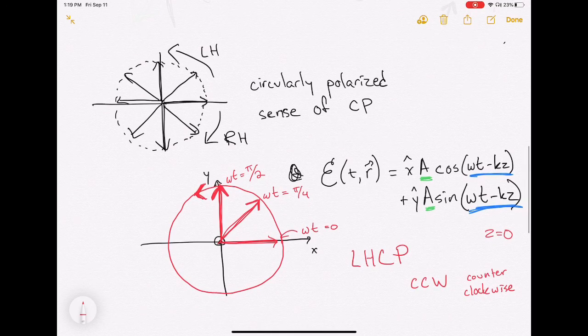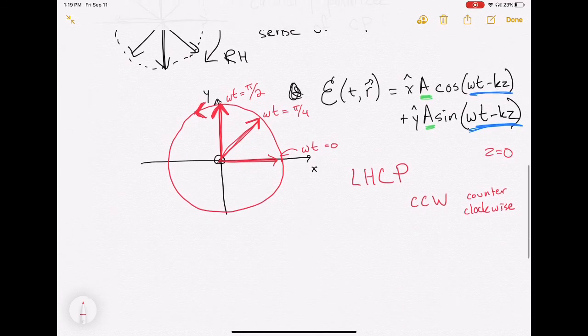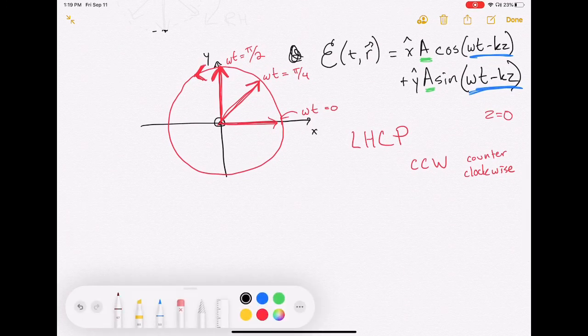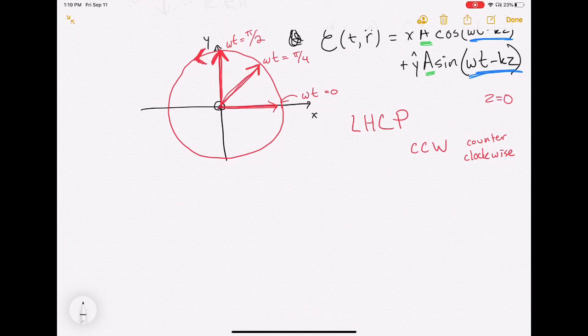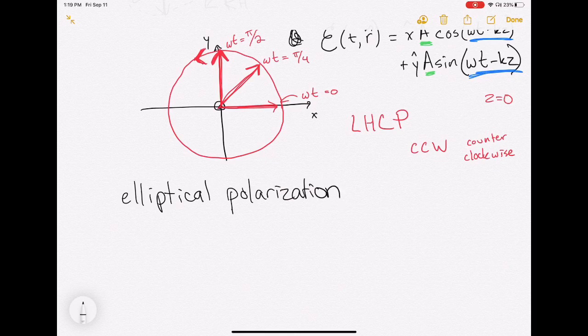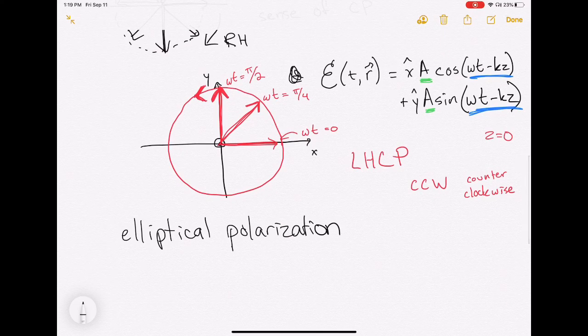It is possible, and in fact it's pretty common, for an antenna to have a polarization that is not linear or circularly polarized. Linear and circular polarization are both special cases of elliptical polarization. That's what happens when you have anything that doesn't meet the requirements for linear or circular.